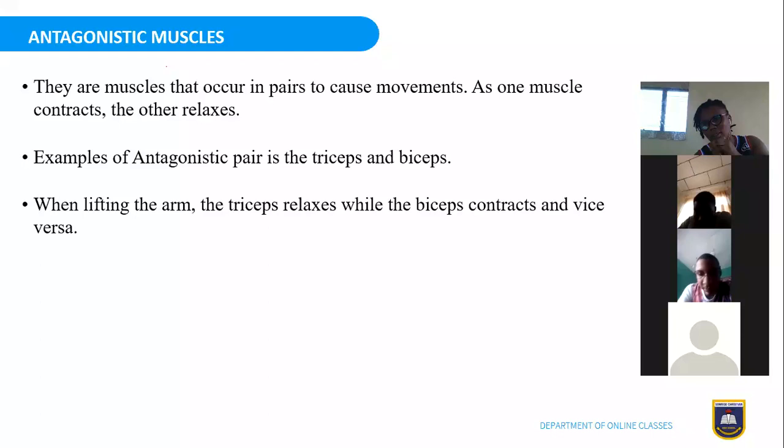Okay, good. Now let's look at antagonistic models. Antagonistic models are models that occur in pairs to cause movements.